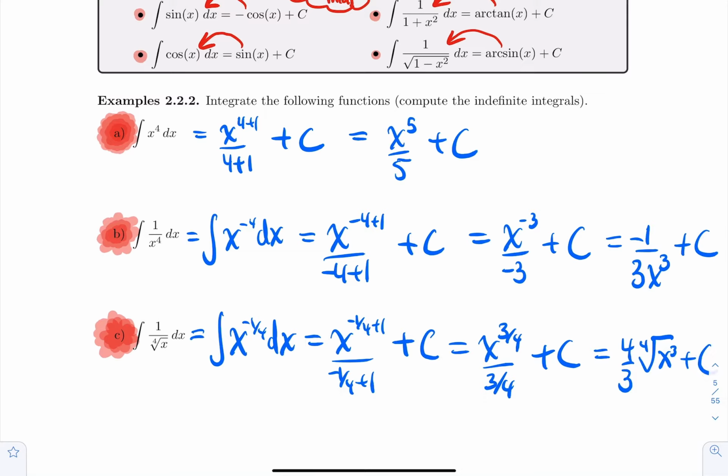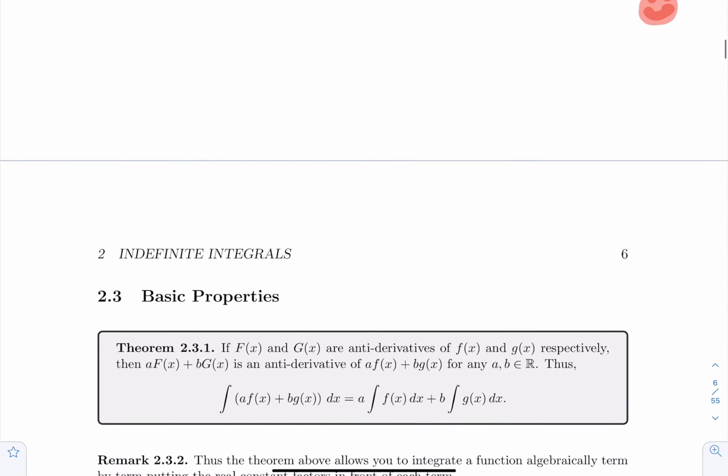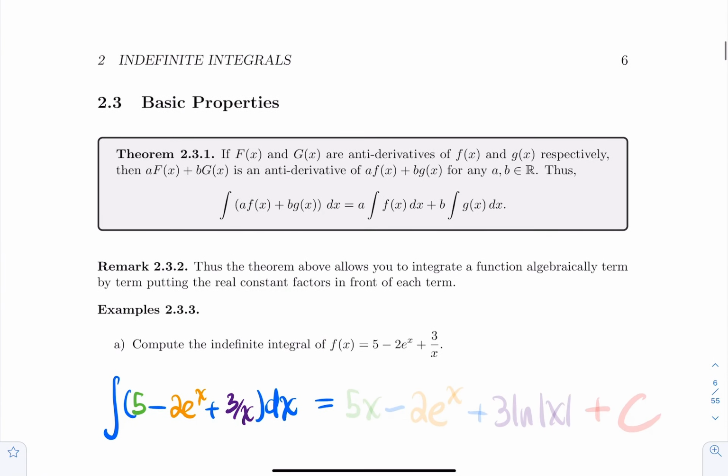Here we go. When you look at the basic list of integrals, only the power rule is the one where you need to think about something. All the other ones are just the formulas themselves. All right, that's it for those basic integrals. But of course, basic integrals come with what? They come with basic properties.